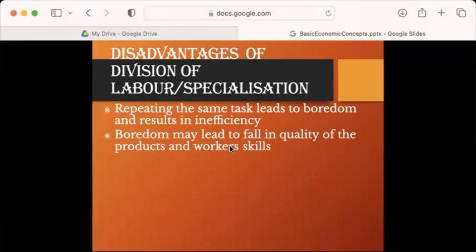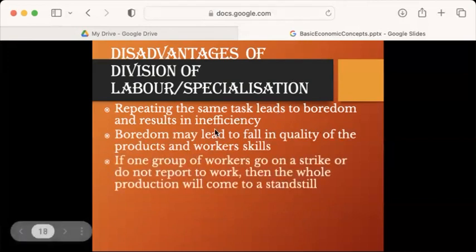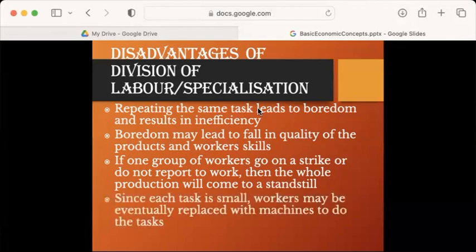Because of boredom, like I said, they may delay, they may not show much interest, and that's when the second disadvantage can occur. There's another big problem. Now, I told you earlier, whilst the other person is cutting and passing, the person who is involved in stitching will carry on. But what happens? One day, if the person in charge of cutting doesn't come to work or goes on a strike, or maybe a group of such people, then the whole production will come to a standstill. That's a problem. We call this interdependency. That means all workers are dependent on each other.